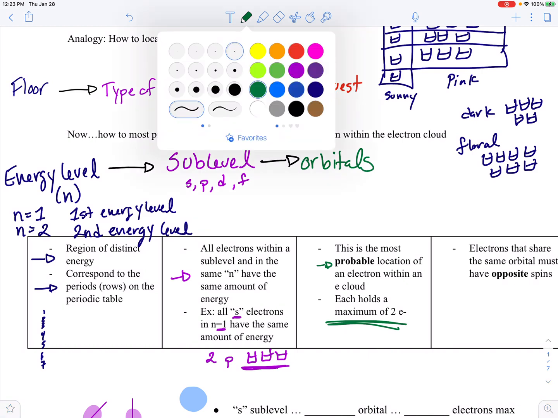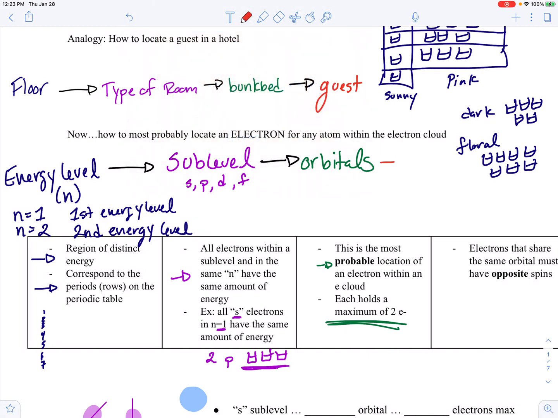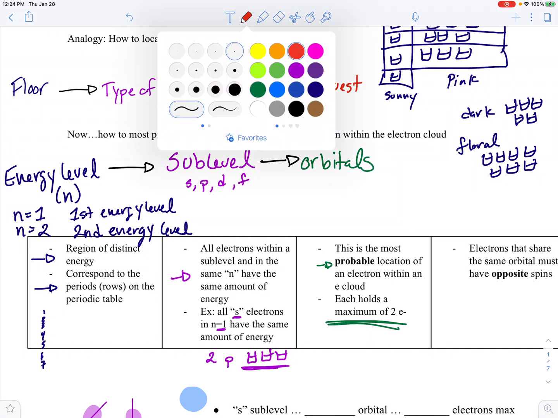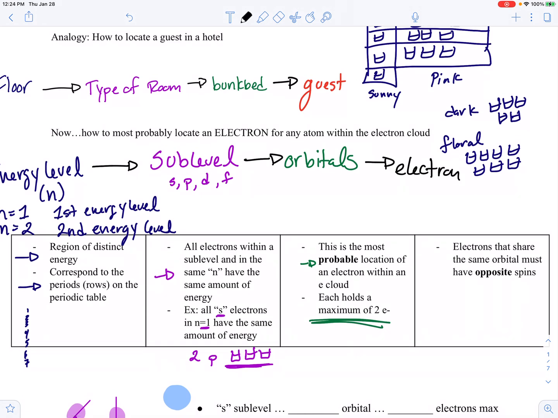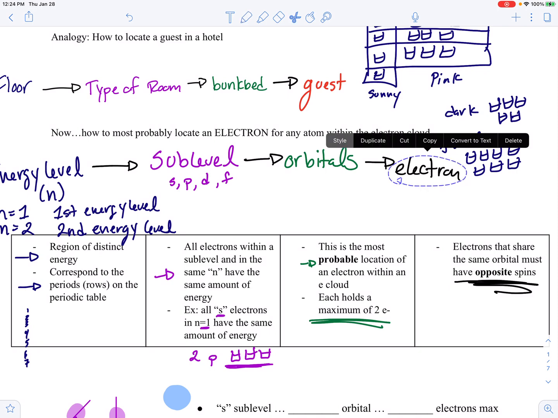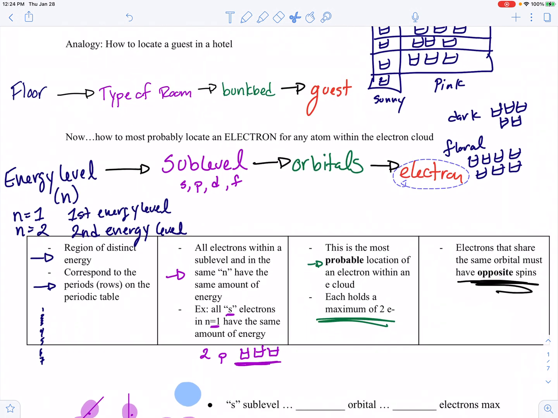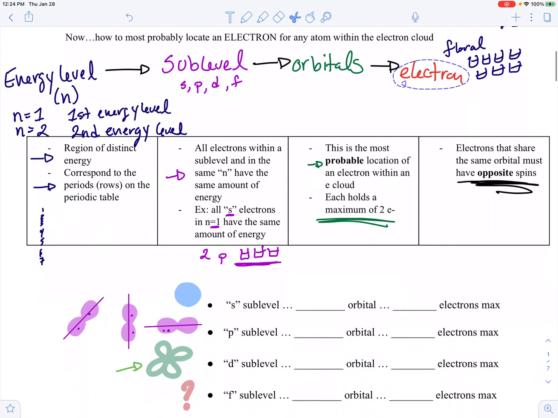The last part is that once we know where our electron is, that was synonymous with the guess. And our electrons that are in the same orbital or in the same bunk bed must be spinning in opposite directions. So our electron was synonymous with our guess. We can narrow it down to its most likely orbital, which tells us also what sublevel and energy level it is on. All right, so that was our analogy.